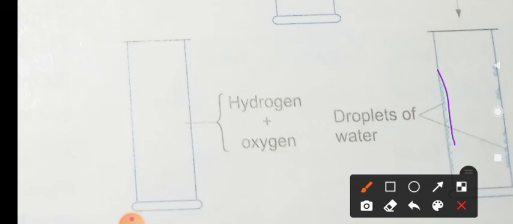Does a compound differ in properties from its elements? Yes, it does. It will be clear from the following example. The compound will not have the same properties as its elements. Water will not have the same properties as oxygen and hydrogen. Oxygen and hydrogen are gases, whereas water is a liquid, isn't it? Yes. Let us discuss some other compounds also.